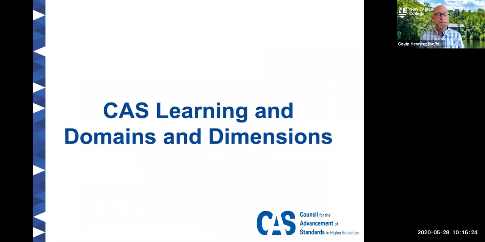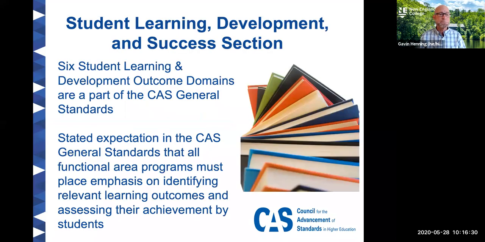As I mentioned, CAS is not just about professional standards, it's also about student learning. And we have a set of domains and dimensions. There are 6 student learning and development outcome domains. And then within each of these domains, there are sets of dimensions, which really can be used as outcome statements. And the expectation is that all functional areas do some focus on student learning. We leave it up to the individual functional area to decide which ones are most important and most applicable, but we think every functional area should be focusing on learning at some level.